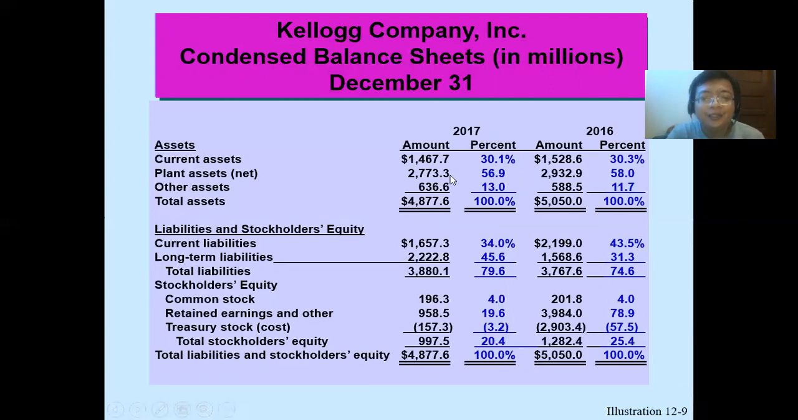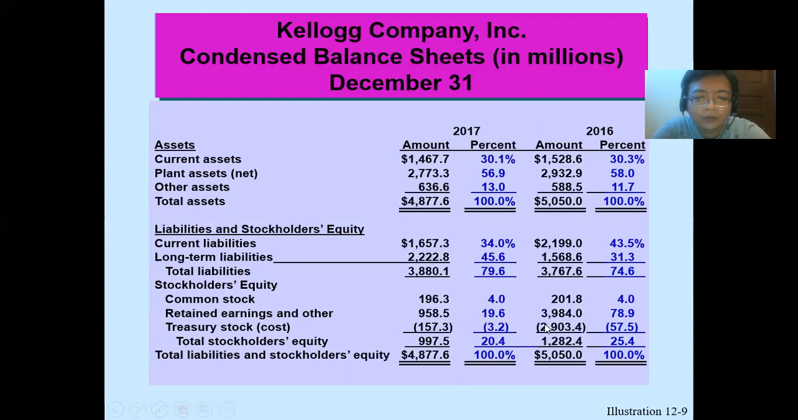But you cannot divide 636.6 by 5050, because that is last year's figure. Meaning you just compare within the year. So in 2016, 1528.6 divided by 5050, you have 30.3. 201.8 divided by 5050, you have 4.0. Meaning, in the balance sheet, your denominator is always your total assets.